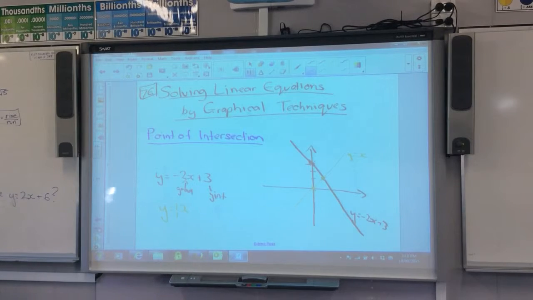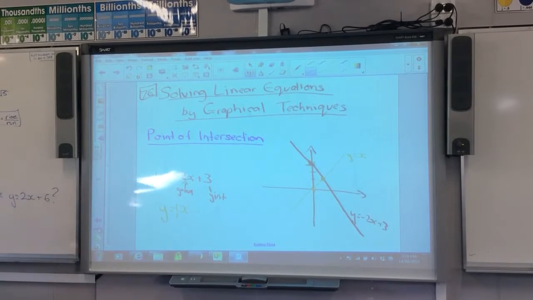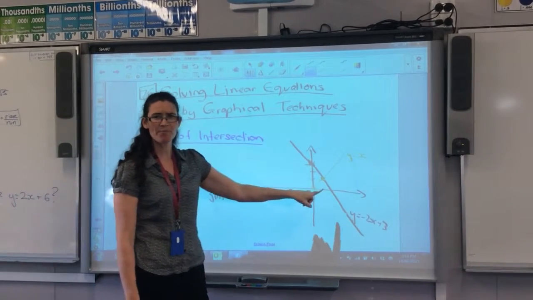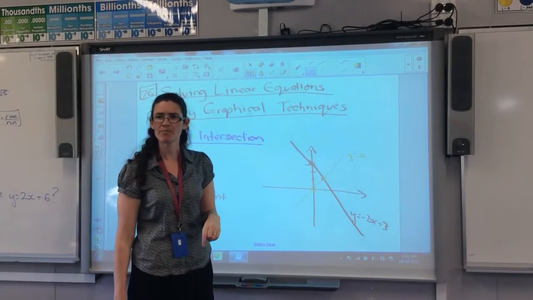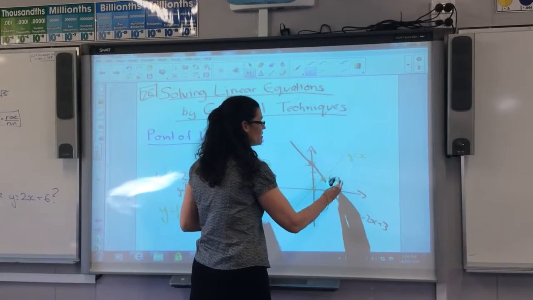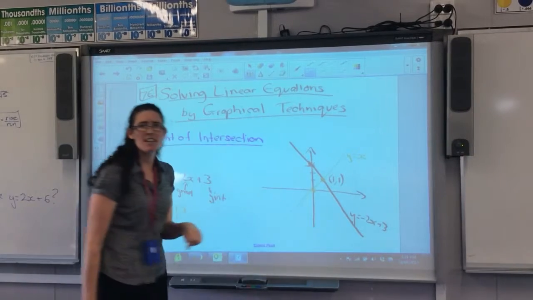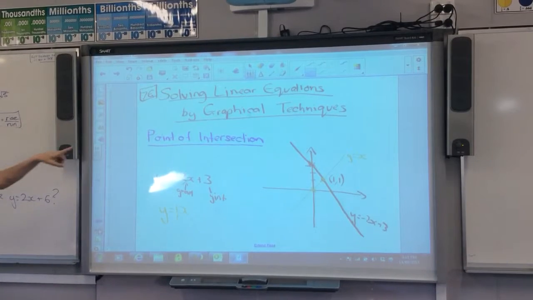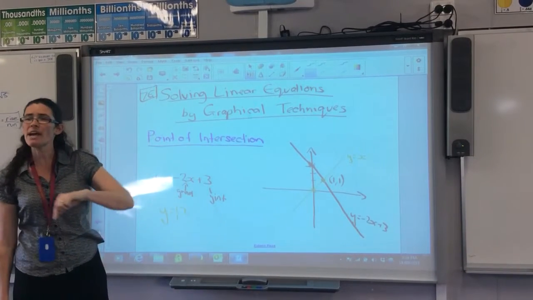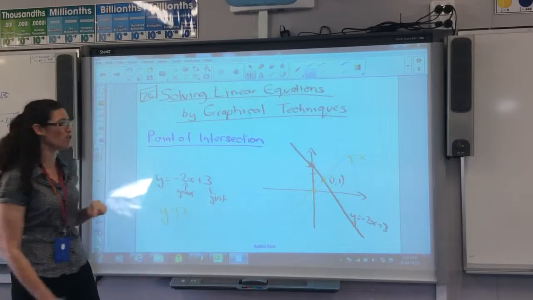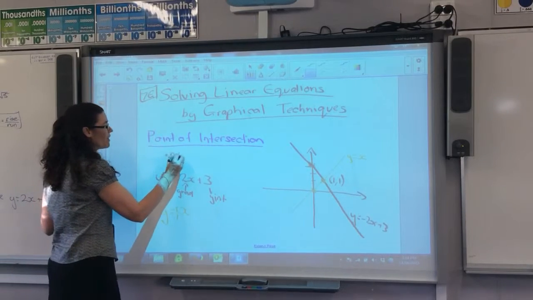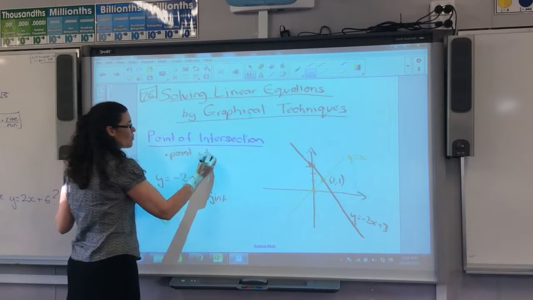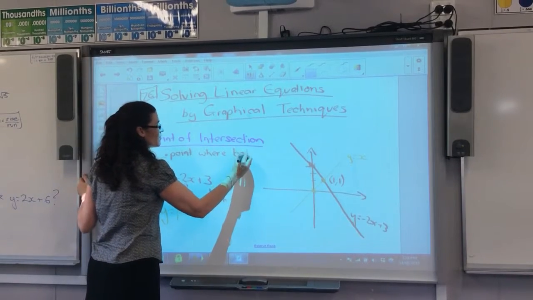Now you'll notice that my graphs meet at a particular point. Can anyone see what point it is that they meet at? What are the coordinates of this point? This point here is the point 1, 1. That's correct. Now this is a very special point. It is called the point of intersection. It is where both graphs are true.